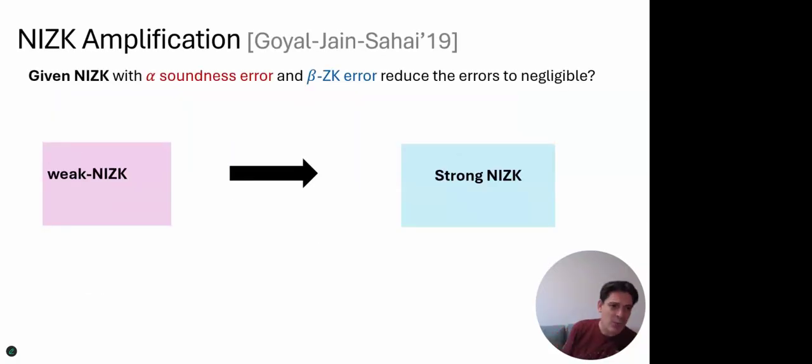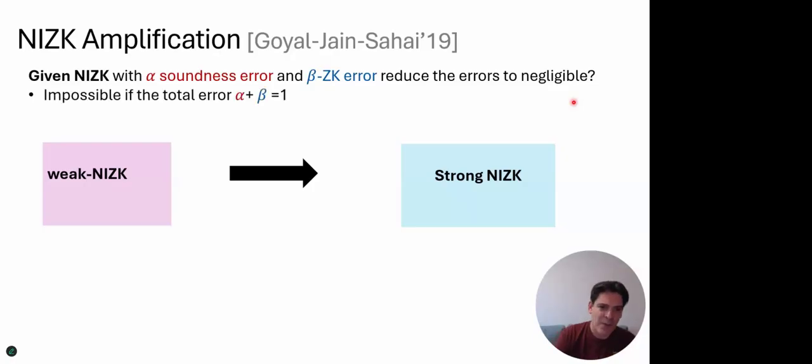Good, so today we're going to talk about NISQ amplification, and this problem was first raised by Goyal et al. And here we are given a non-interactive zero-knowledge proof for NP that has some errors. So it has alpha soundness error and beta zero-knowledge error, where here the error measures the deviation of the simulator compared to the real interaction. And the question is that if we have such a NISQ with some errors, can we reduce the errors to be negligible?